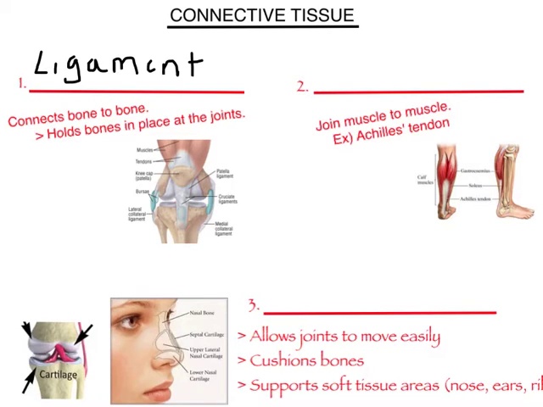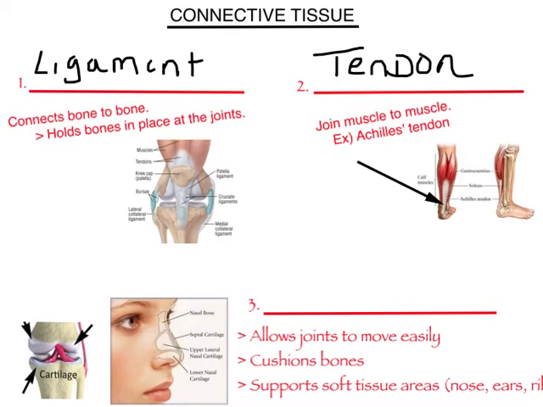The second type of connective tissue that we're going to talk about is called a tendon. This type of connective tissue joins muscle to bone. And the most common example of a tendon that we know is called the Achilles tendon. And the Achilles tendon connects your calf muscle to your heel bone. And we're going to do some other demonstrations in class of showing some other various tendons in our hands and our wrists and things like that.